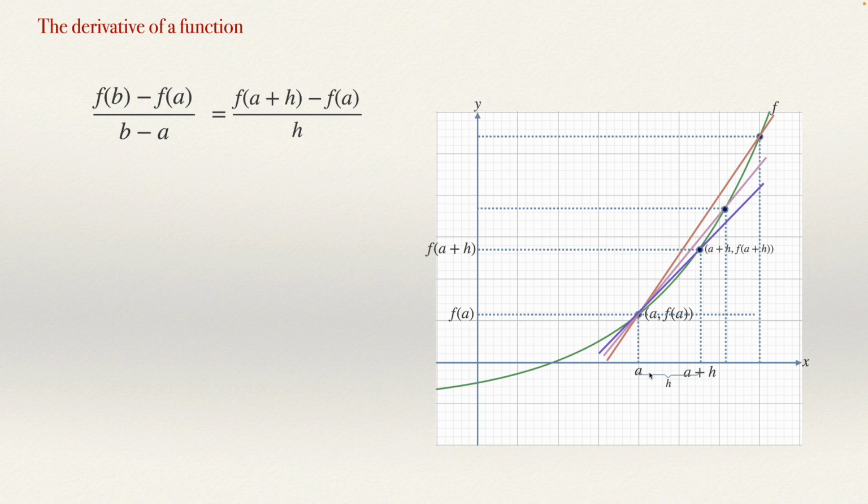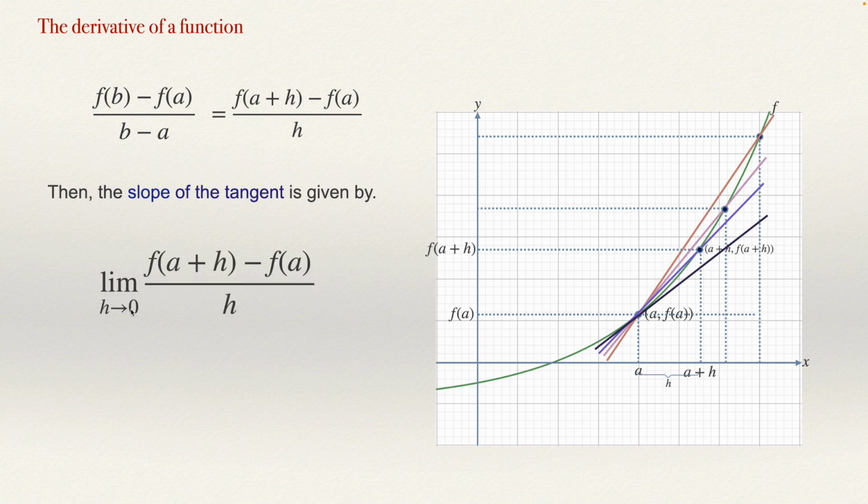So actually, if h approaches 0, we're going to have a line that doesn't touch two points, but actually just one point. So we're going to have the tangent of this curve at that point. The slope of the tangent line will be the limit as h approaches 0 of the average rate of change, f of a plus h minus f of a, over h.